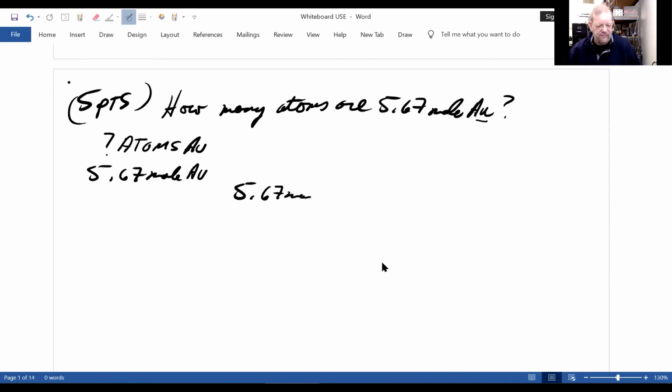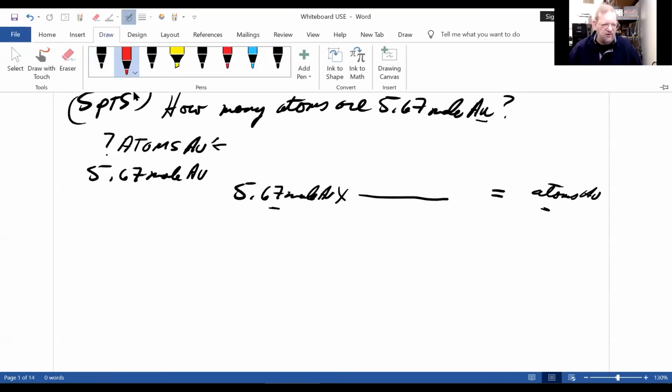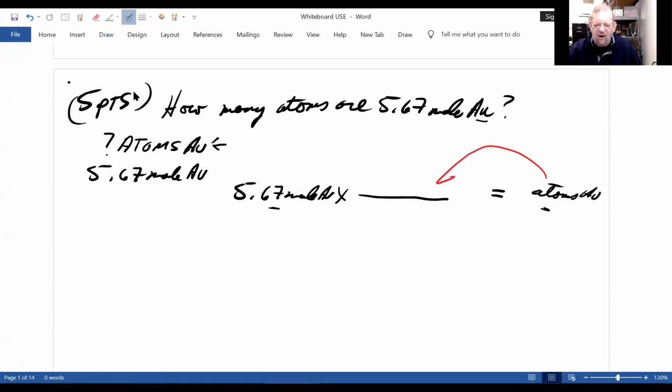That wasn't hard. What do I want my answer to be units-wise? Well, we figured that out right here. Atoms of gold. Well, if I could go with one conversion factor, a ratio from here to my answer, what would that be? Pay attention. This is how you use unit analysis. Whatever units you're trying to get to go on top of the ratio. Whatever units you're trying to get rid of go underneath.